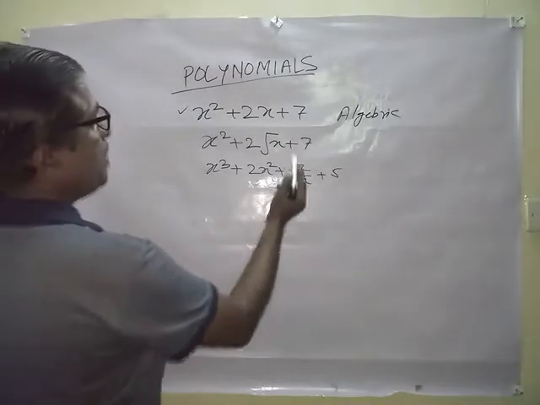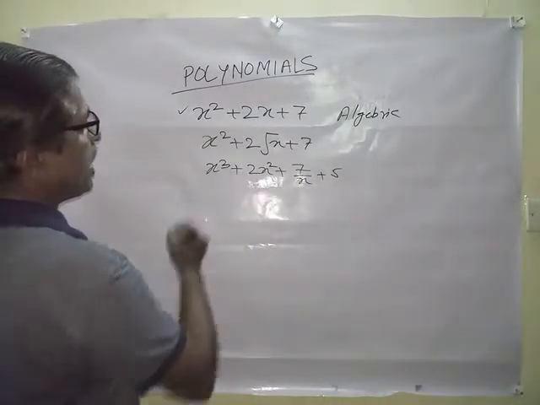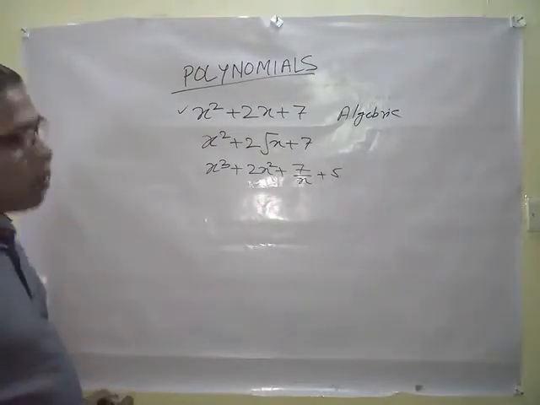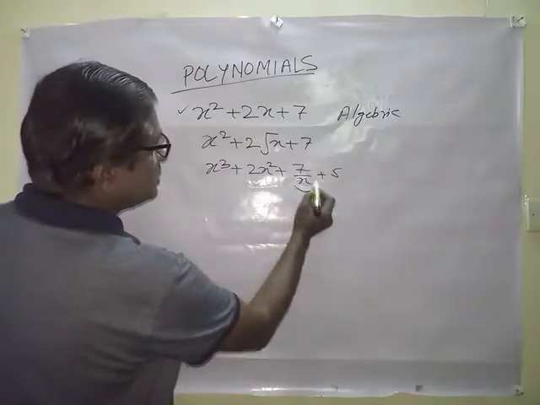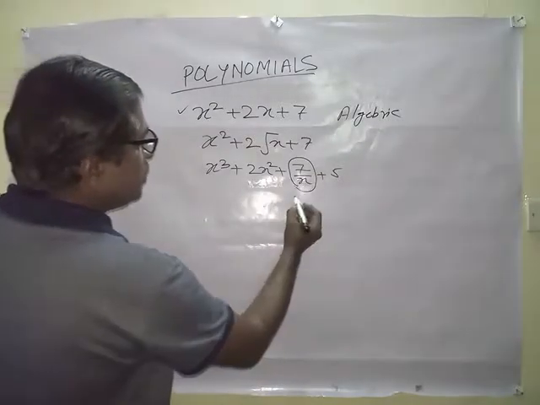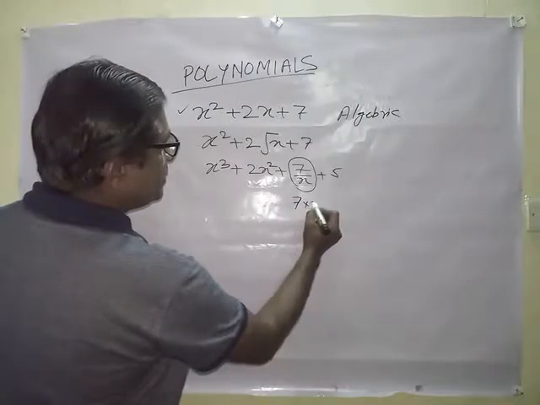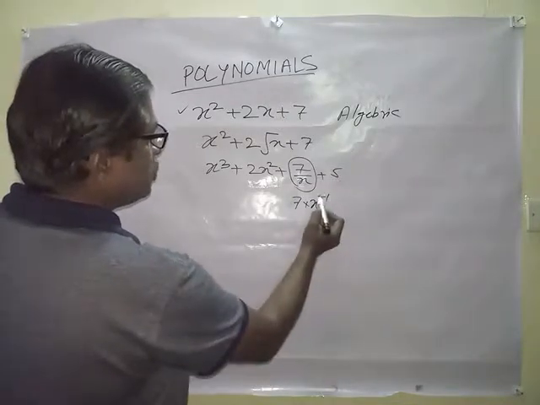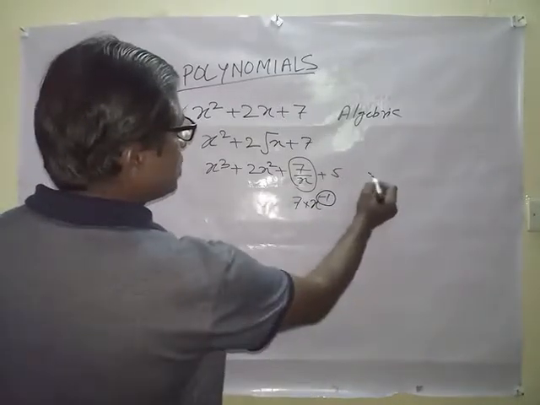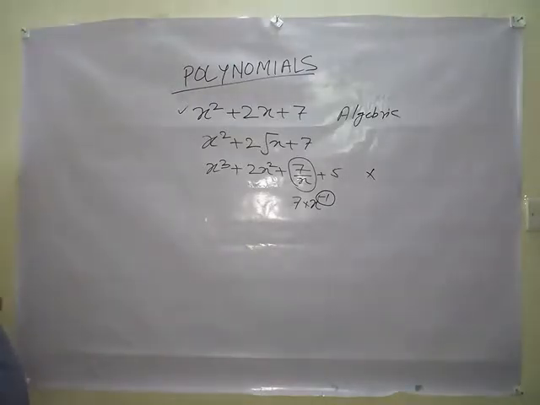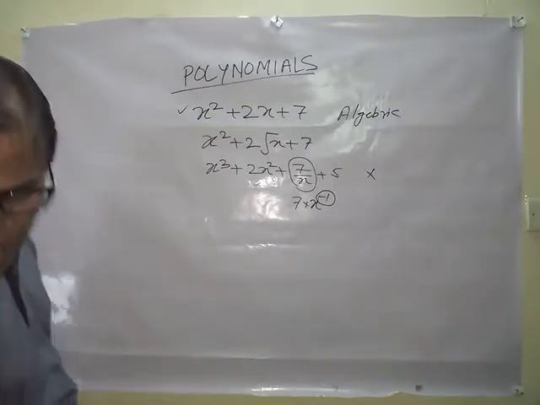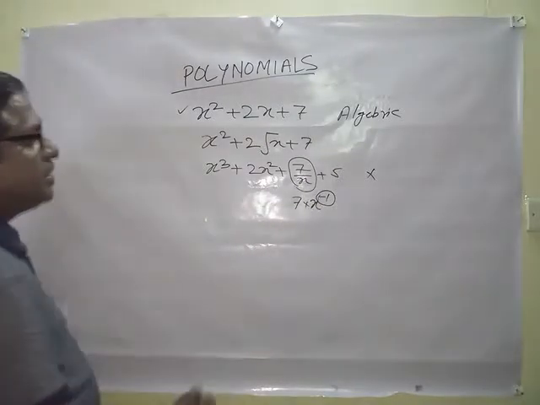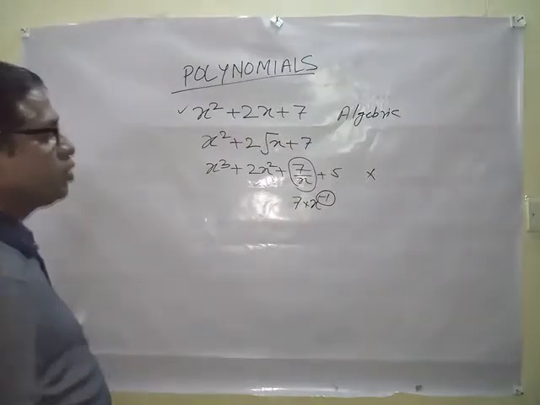Because a polynomial equation cannot have a negative exponent. Like in this equation, 7 upon x, you can write 7 multiplied by x raised to power minus 1 when you take this x on the top. So the exponent is negative. So this is not a polynomial equation. Secondly, it cannot have a variable in the denominator also, you can say that way.